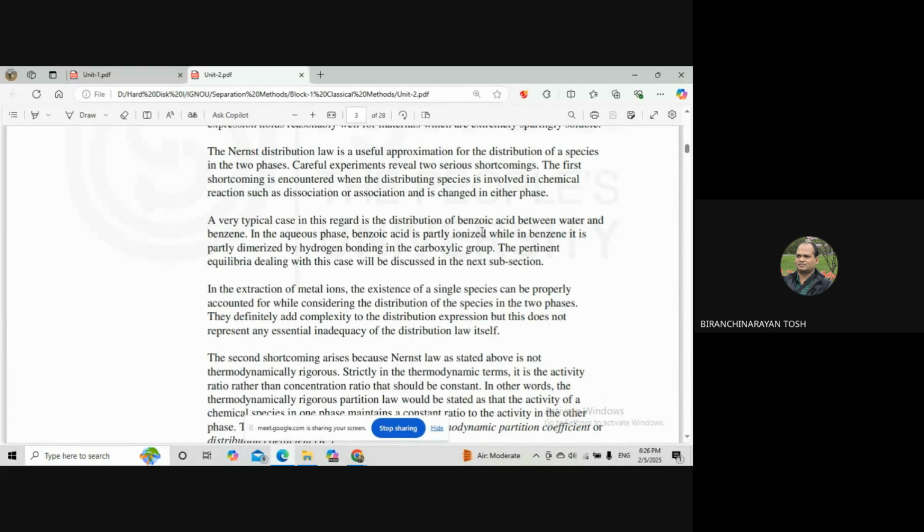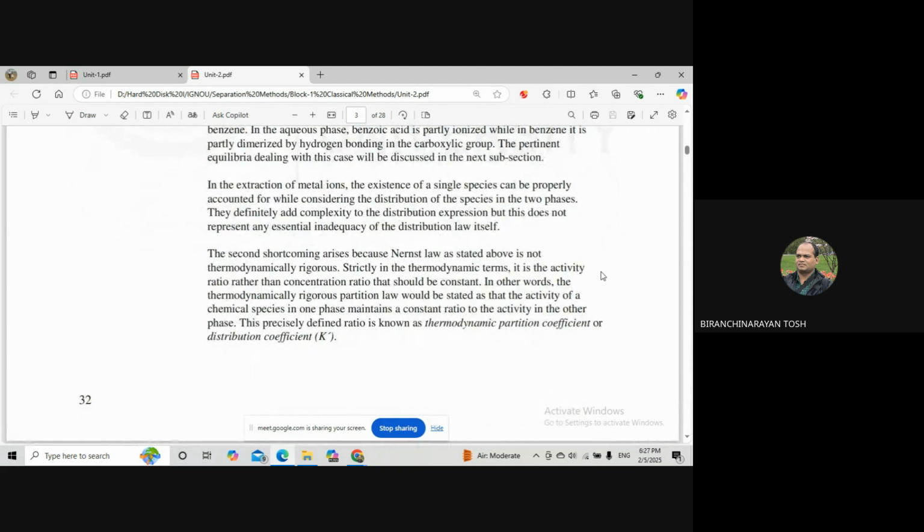A typical case is the real distribution of benzoic acid between water and benzene. In the aqueous phase, benzoic acid is partially ionized, while in benzene it is partially dimerized by hydrogen bonding in the carboxyl group. So in case of water, it is ionized and the molecular weight decreases. In benzene, the organic solvent, it dimerizes and the molecular weight increases. The equilibria dealing with this case will be discussed in the next sessions.